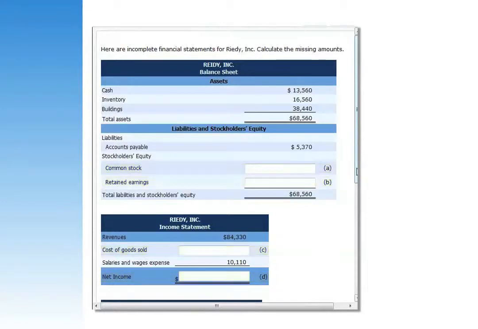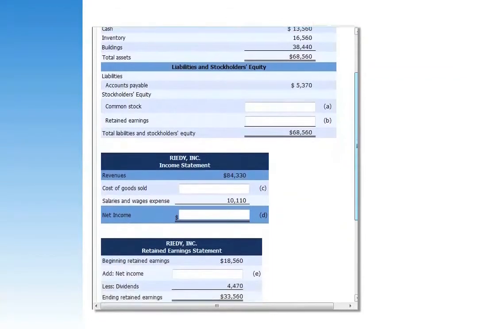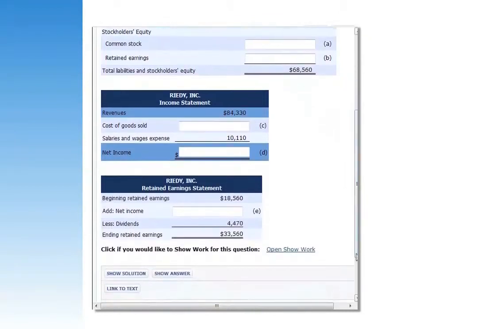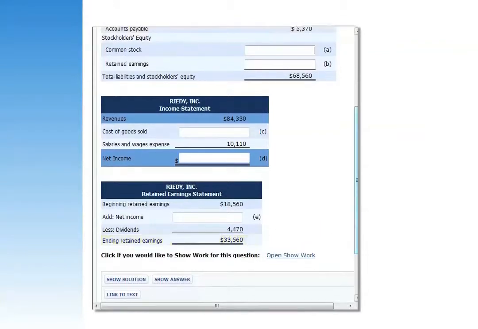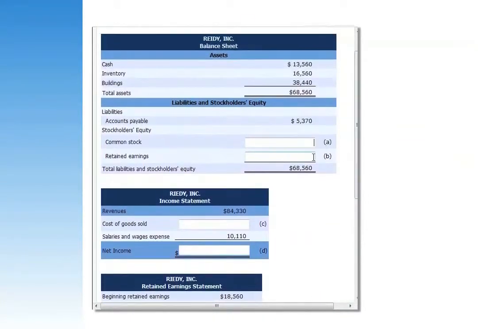So to begin, if we were to try to determine common stock or retained earnings, we know that the retained earnings amount in the balance sheet is also reported as the ending retained earnings in the retained earnings statement. So we see that the ending retained earnings is $33,560, and so we can enter that amount in the balance sheet.